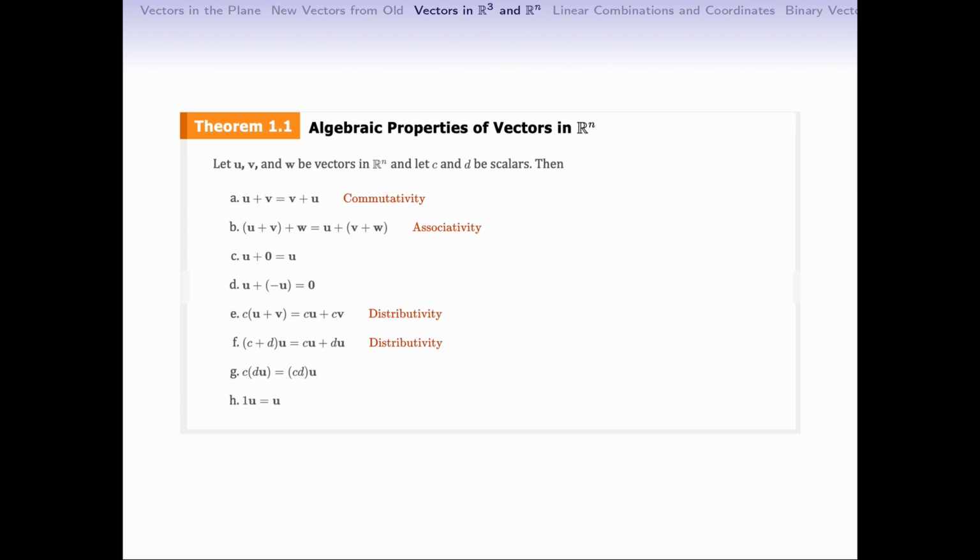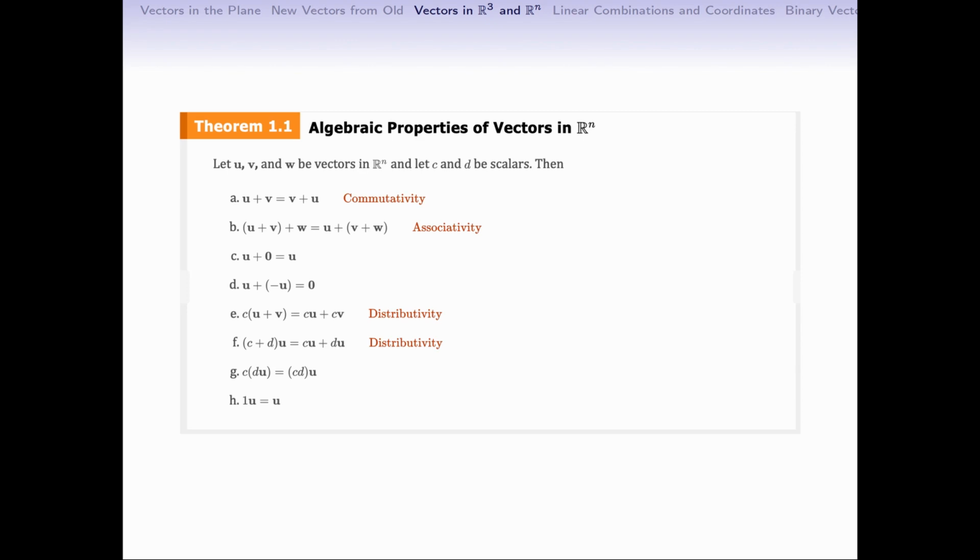We'll do that together at the document camera, and then you will work out parts C through H on your own. My hope is that once you see how we work out the details for A and B, you'll have no problem imagining how to do parts C through H. So I'll leave those for you to do on your own. That'll be a good exercise for you.